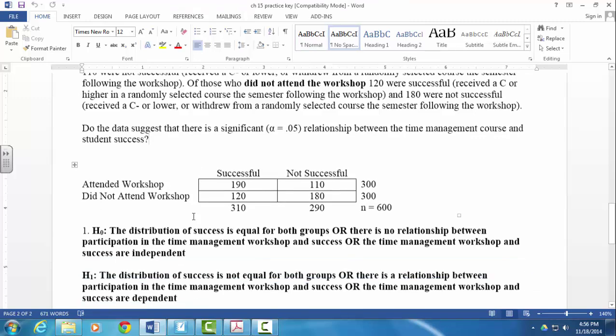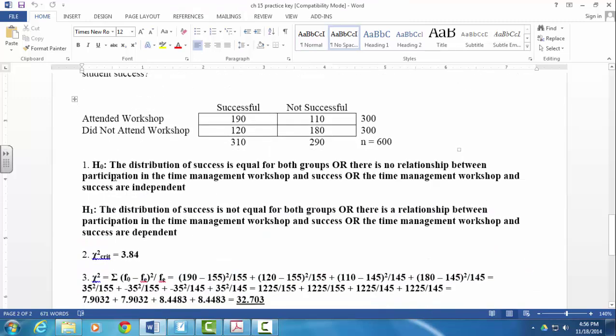All right, so the question is, do the data suggest there's a significant relationship between the time management course and student success? Now, there's multiple ways you could write your null hypothesis for this. One, the distribution of success is equal for both groups. That's fine. Or there is no relationship between participation in the time management workshop and success. I prefer that one because it's like the interpretation of the correlation, and that's something we're all familiar with. Or you could say time management workshop and success are independent.